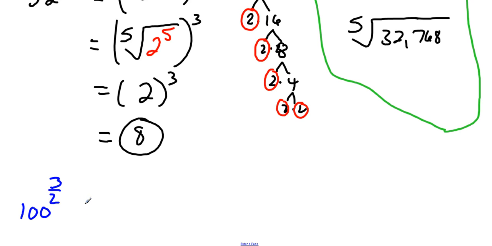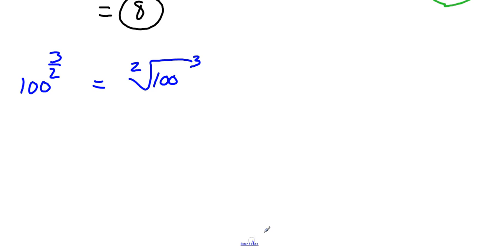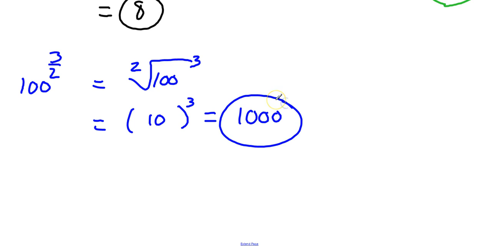Okay, so let's do one. Let's do 100 to the 3 over 2 power. So if you rewrite it, it's the square root of 100 to the third power. And again, if you look at the square root of 100, that would just be 10. And then you can do 10 to the third power. 10 times 10 would be 100, times one more would put you up to 1,000.